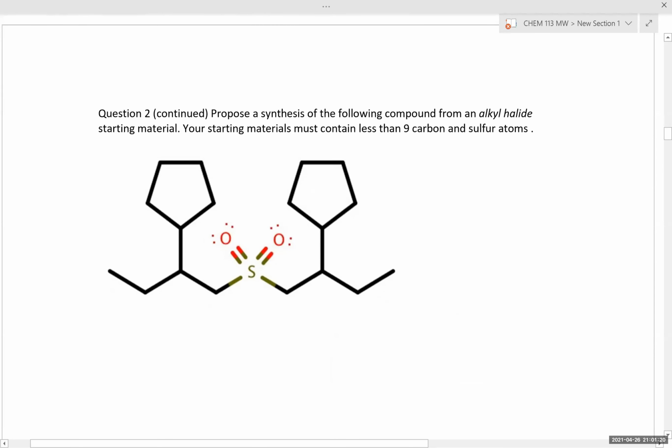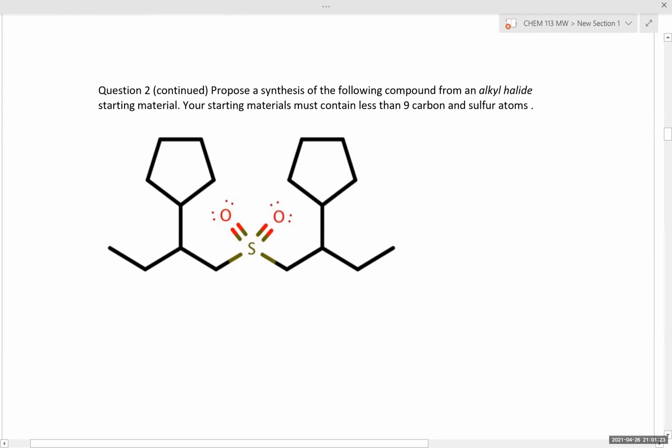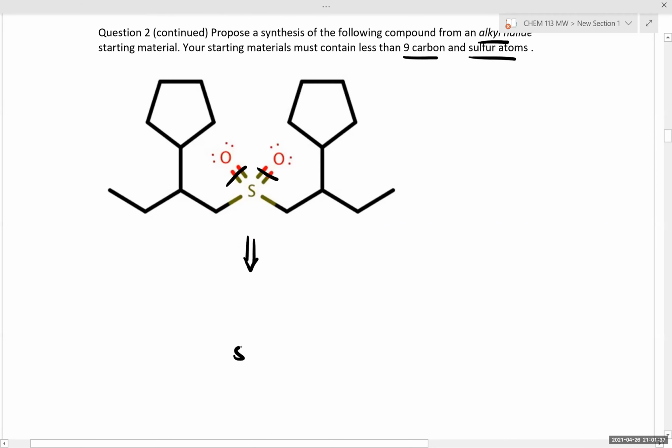Okay, so in this case, we're asked to propose a synthesis of the following compound from an alkyl halide, and your starting materials must contain less than 9 carbons and sulfur atoms. Okay, I see this sulfone. I'm going to cut off these oxygens. We can install them via oxidation. We definitely know how to do that.